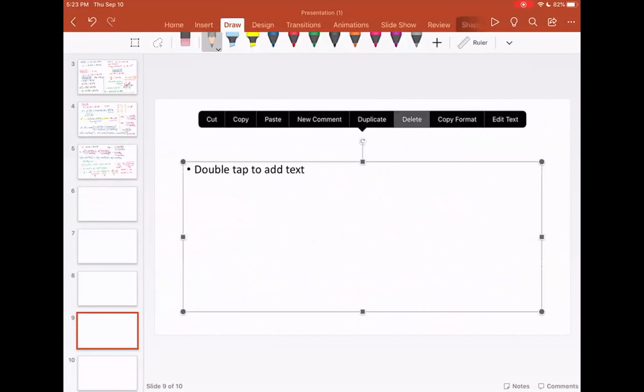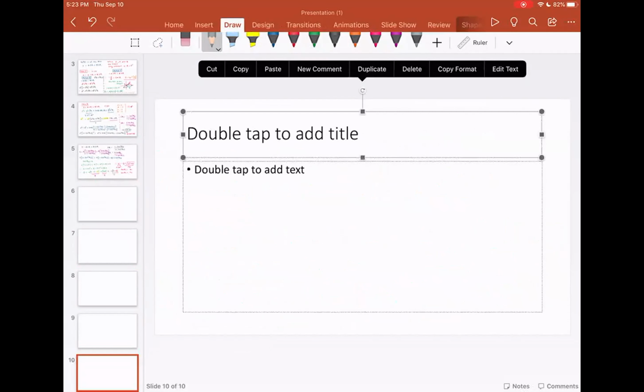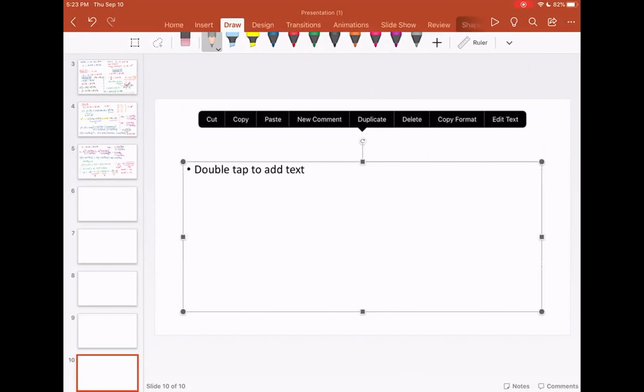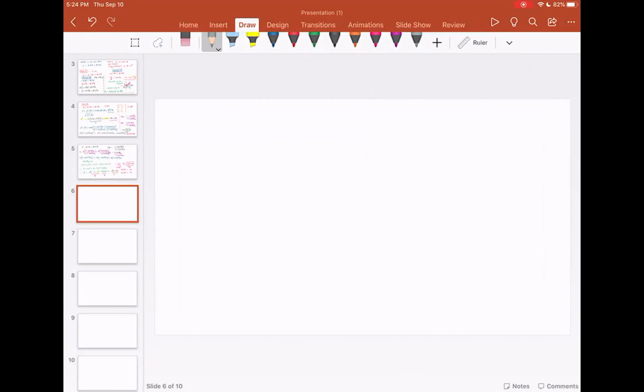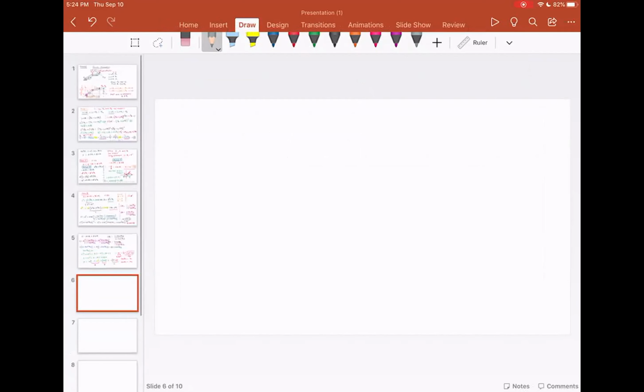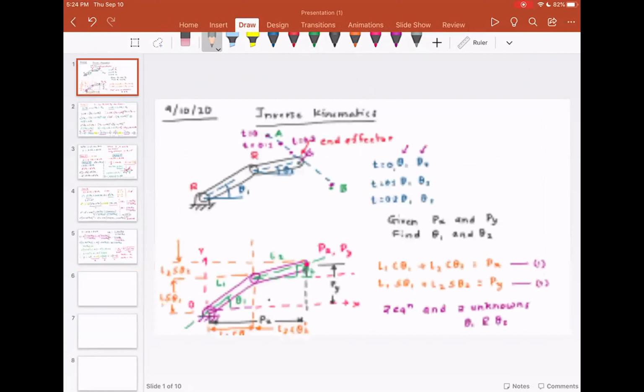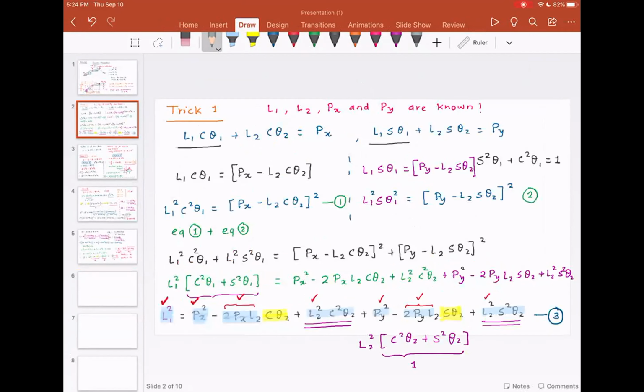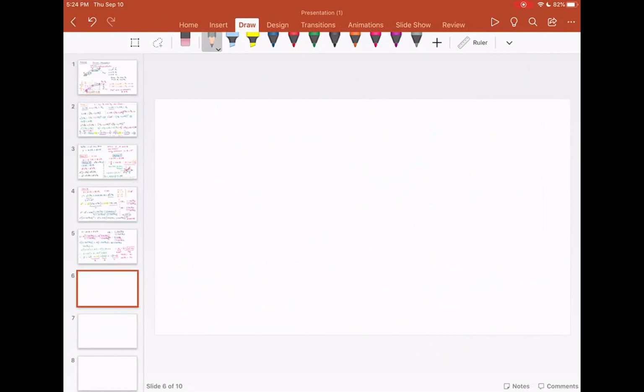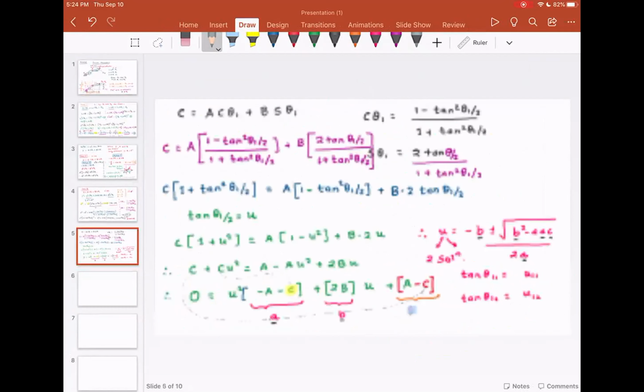So maybe we will go over time, but let's finish this inverse kinematics problem, because this is not a spectator sport. These techniques or tricks that we talked about are used in finding inverse kinematics, so you need to be familiar with this.